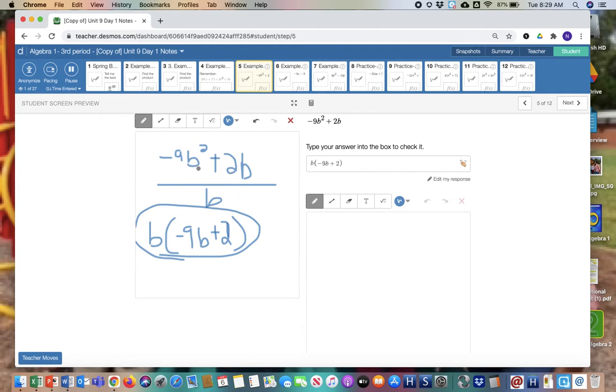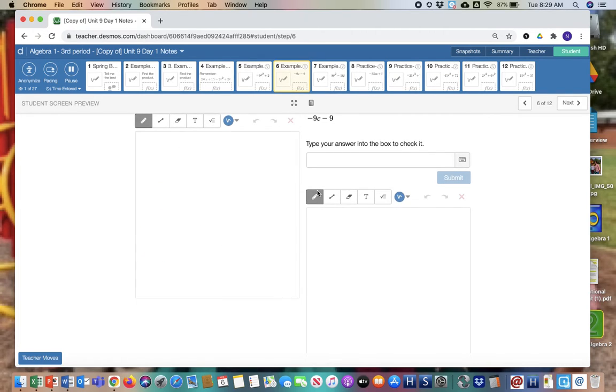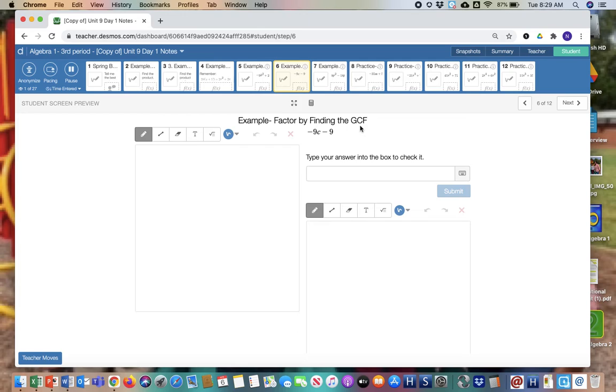Notice we're taking out whatever it has in common, what's called the GCF. Now, in this case, it was only a variable, but it doesn't have to be. Let's look at it in a different way. Here, we're trying to find the GCF. I see negative 9c minus 9. Well, what can we take out here? How about negative 9, right? Can't negative 9 divide into both of those? So negative 9c divided by negative 9 is just c. Negative 9 divided by negative 9 is 1. And there we go.